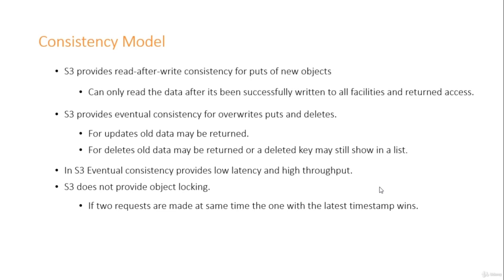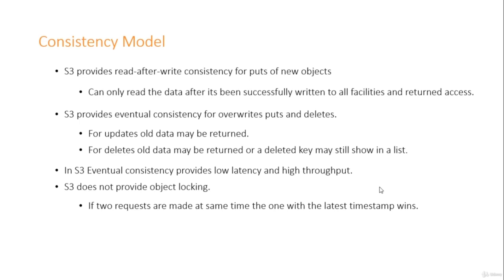Well, the first one, read after write consistency for puts of new objects. All that means is if you upload a file to S3, you are able to read it immediately, so you are able to read it straight after writing to it. And that is basically you are just doing a put of that object into S3. Now if you update that object or delete that object, so overwrite that object, then it's only going to be eventual consistency.